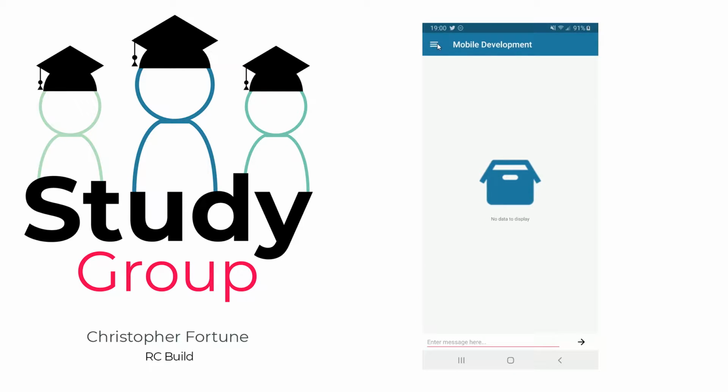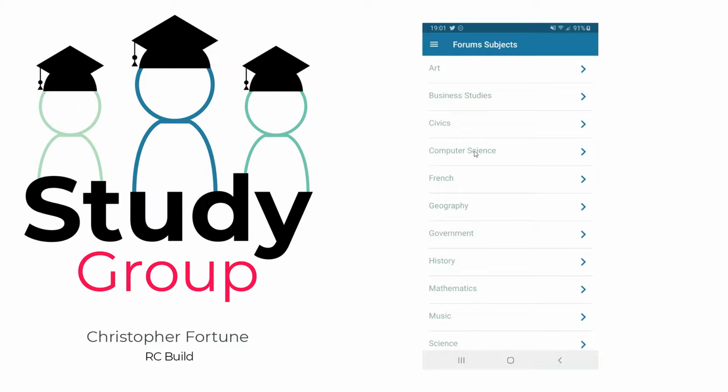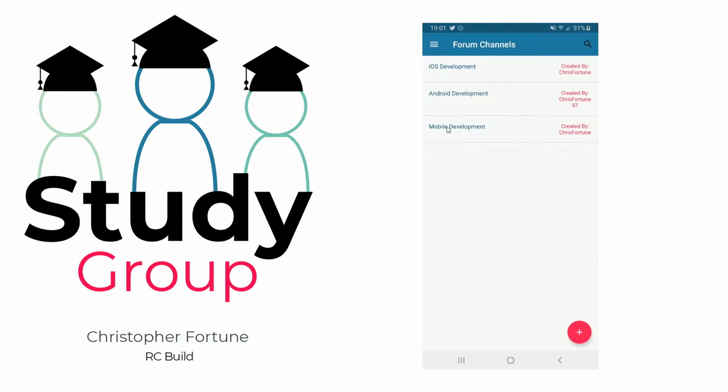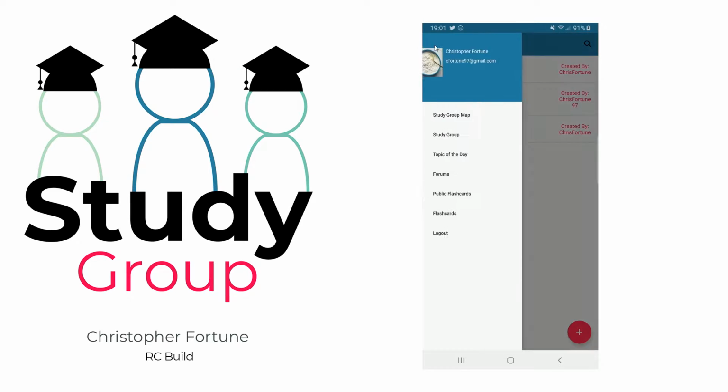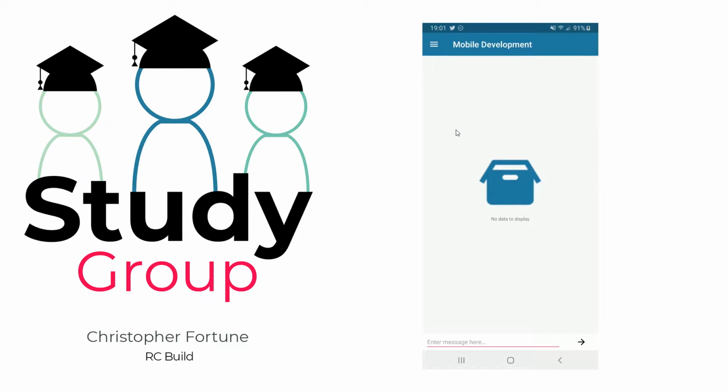Okay, so we are now in the forum channel room, where users can send messages to other users that are currently viewing this forum. If we go back to the forum screen really quickly and go into computer science, you can see the forum channel that we've just created is now being displayed here under the computer science topic. If we click on it, again, it's going to take us into that forum channel room.